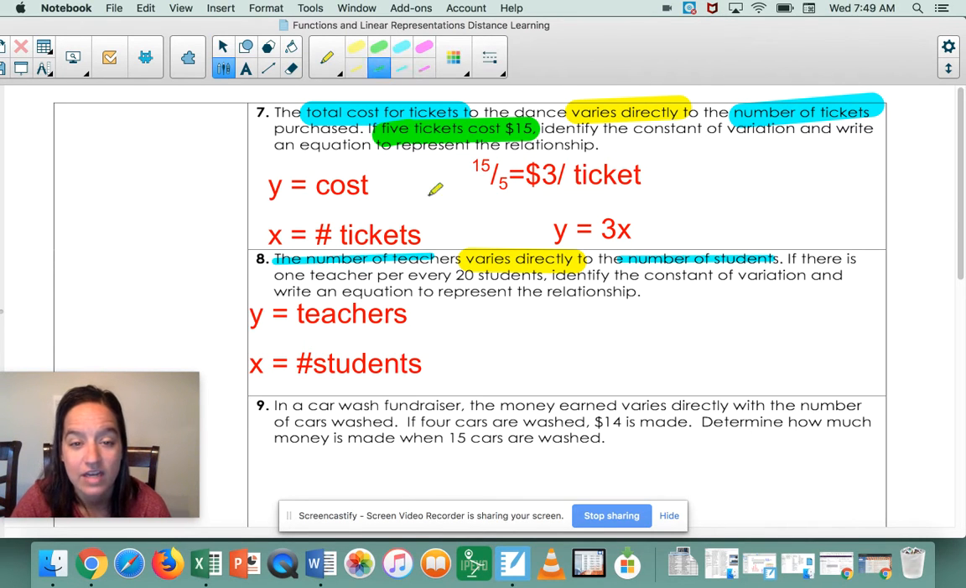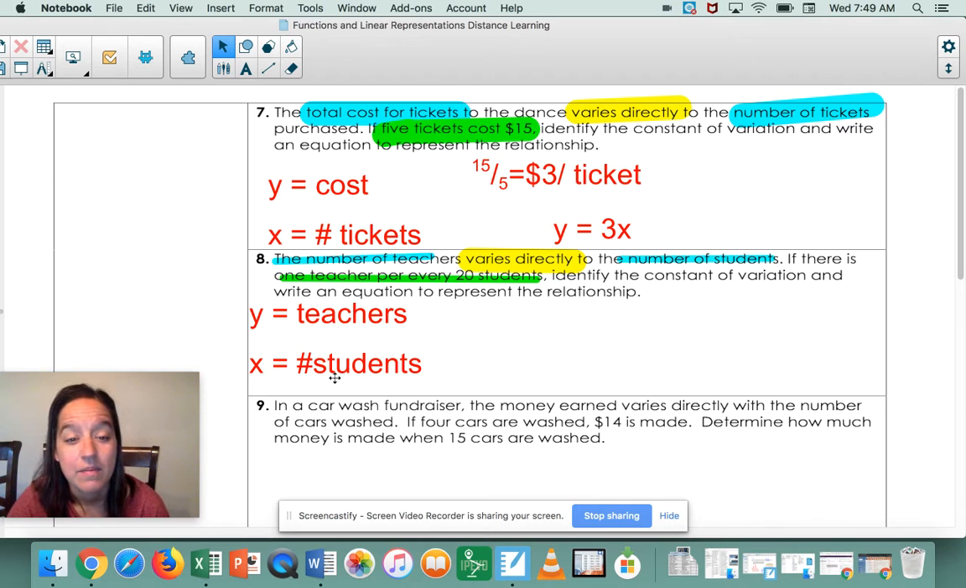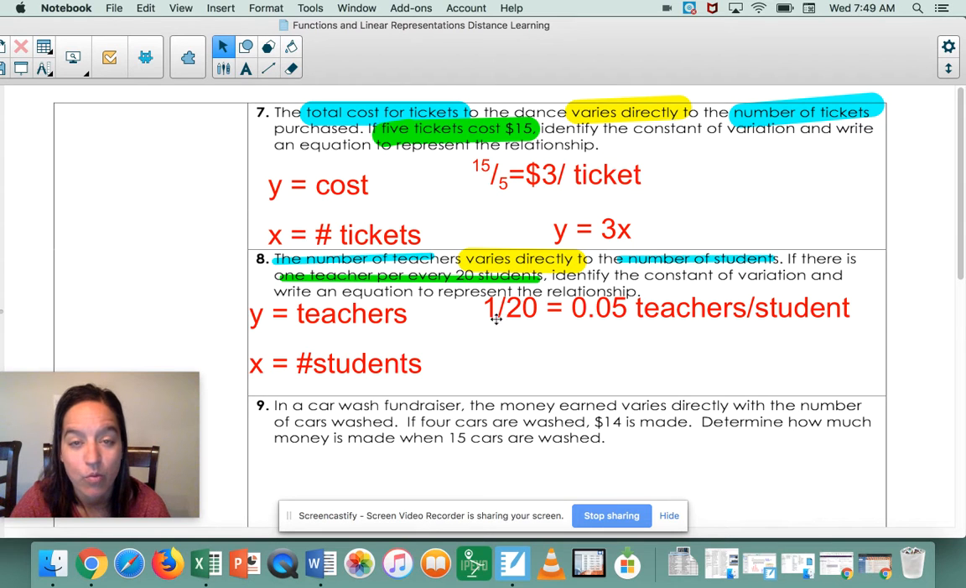Let's continue reading. If there is one teacher per every 20 students, identify the constant of variation and write an equation to represent the situation. So let's figure out the constant of variation. That one's easy. One teacher, 20 students. Now a lot of you are going to want to put 20 over 1, which is not correct, because I have to remember, my y is going on top. My x is going on bottom. So my constant of variation is 1/20th.